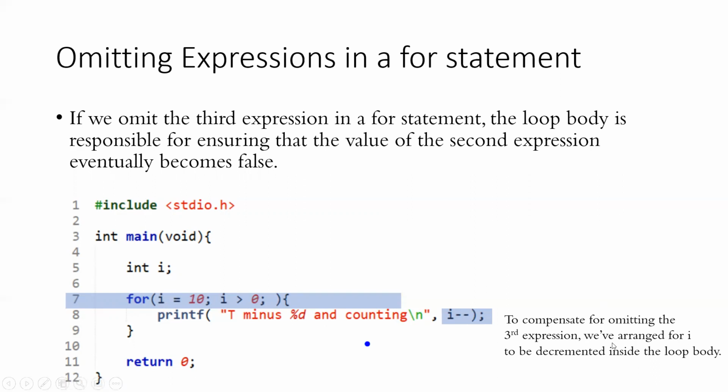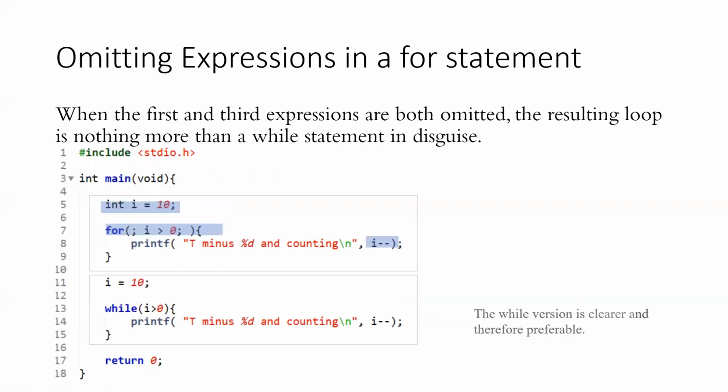So to compensate for omitting the third expression, we've arranged for i to be decremented inside the loop body. As you can see, we decrement i inside the loop body. Since the decrement operator has side effects, i will be decremented by 1 at every iteration, until such time that i becomes 0.